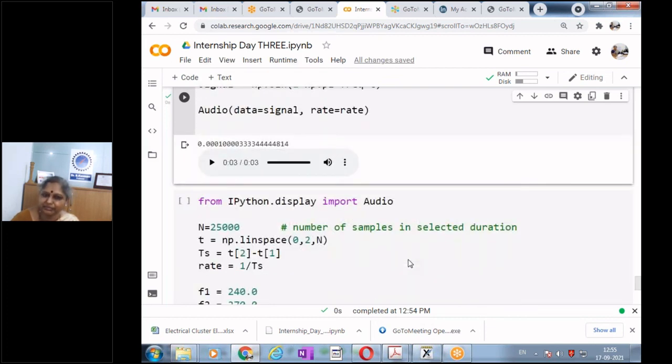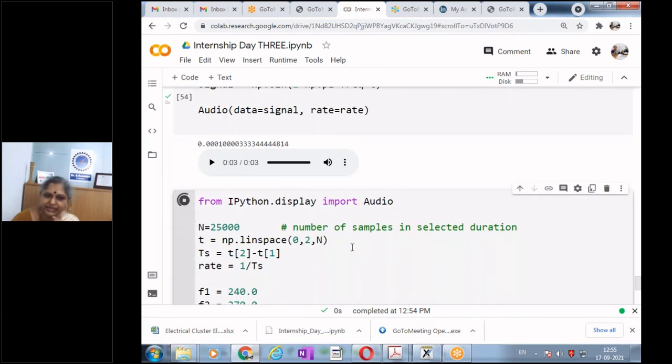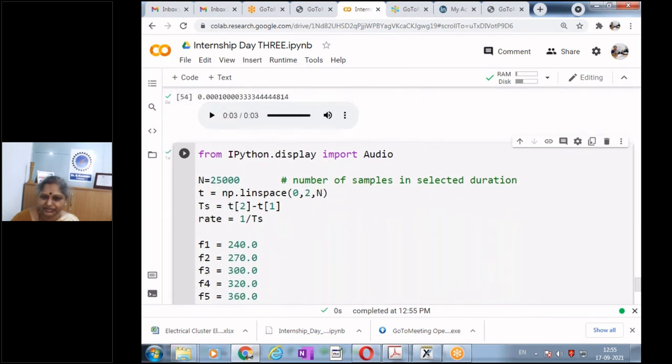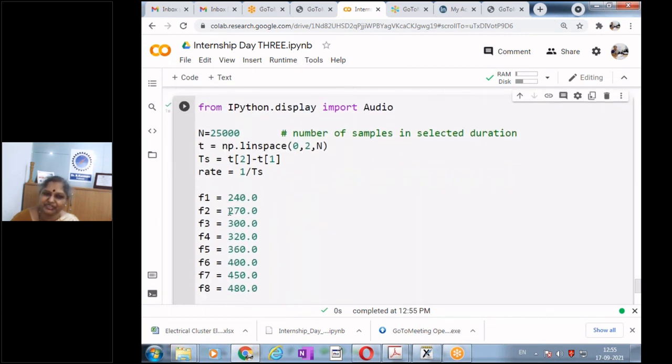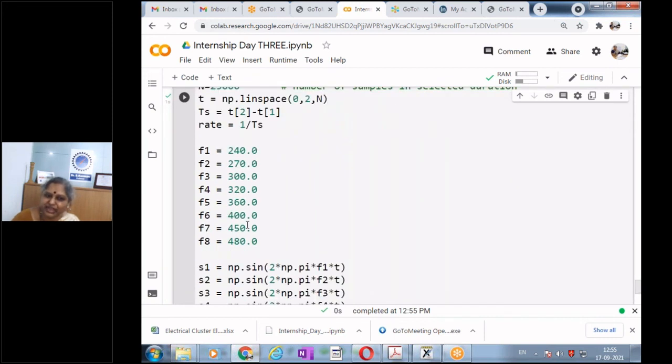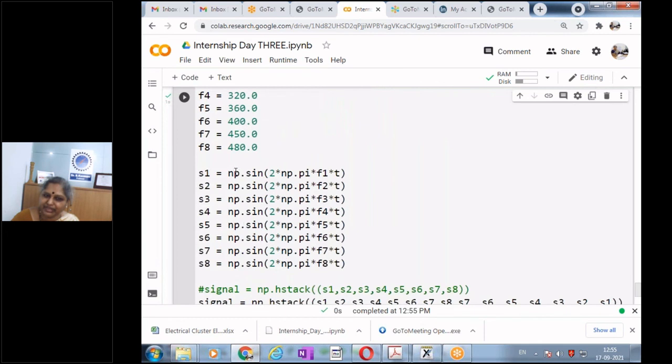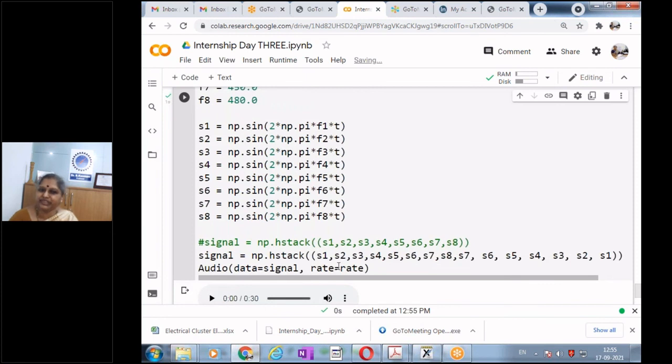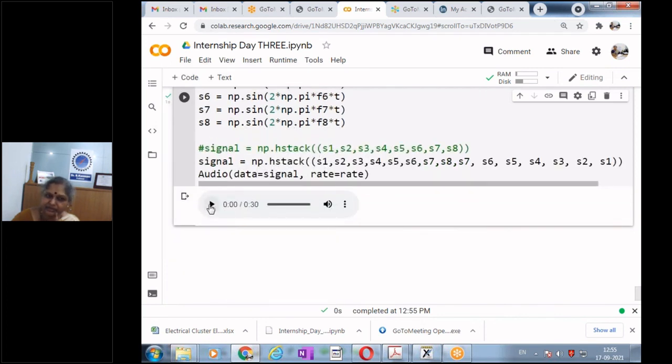And I have one more example on audio. This also you can try. Here what we have is, yes, 20 to 20 kilohertz. I have different frequencies, 240, 270 and so on. I'm creating a sine wave for each of these frequencies and putting them one beside the other using a horizontal stack, S1, S2, S3 and so on. Let me run it and let me hear it.